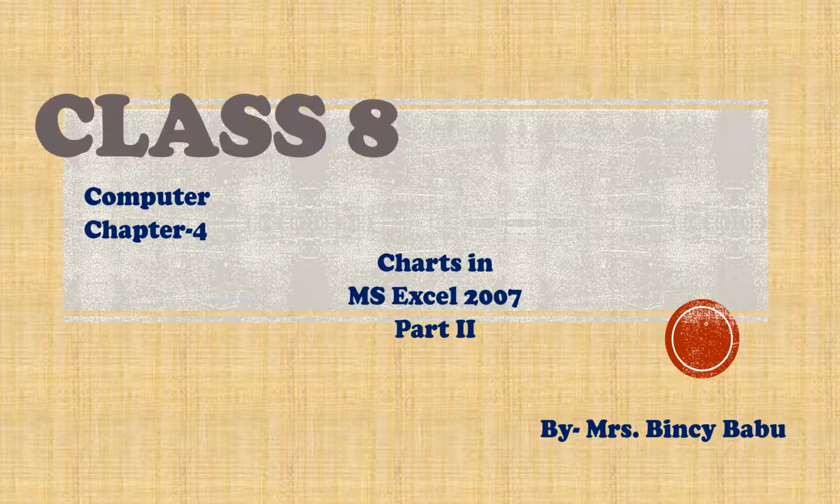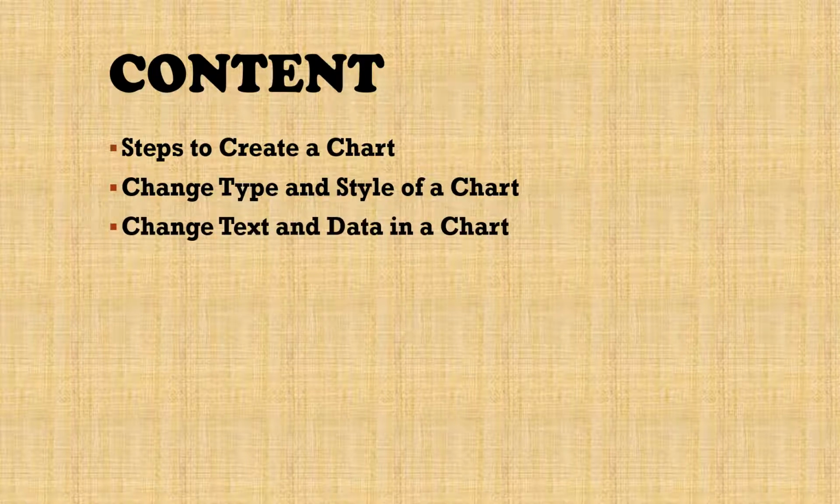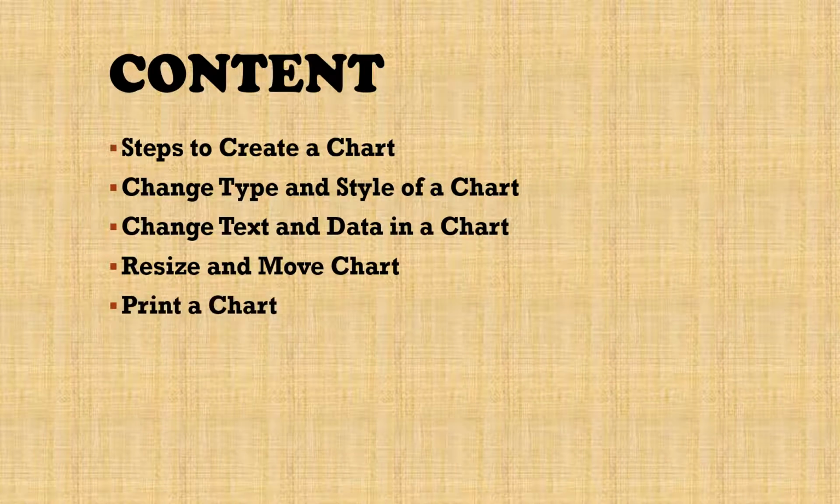We are going to learn chapter number 4, charts in MS Excel 2007, and this video is part 2 for the same. Children, in the last video you have already learned about components of a chart, different types of charts and their subtypes. Now in the following video you will learn about steps to create a chart, how to change type and style of a chart, change text and data in a chart, how to resize and move a chart, and finally how to print a chart.